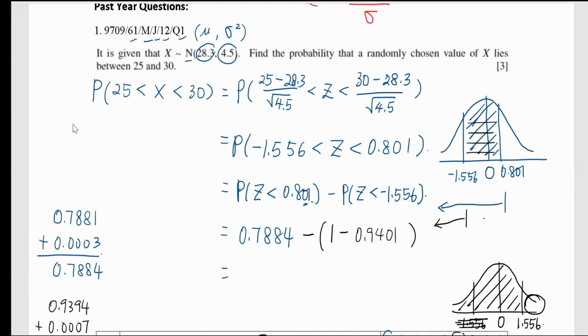Okay. 0.7884. So the answer is 0.7285. And then we can read the answer as 3 significant figures. Okay, so that is the answer for these questions. And this is how we use the table to find the probability accordingly.